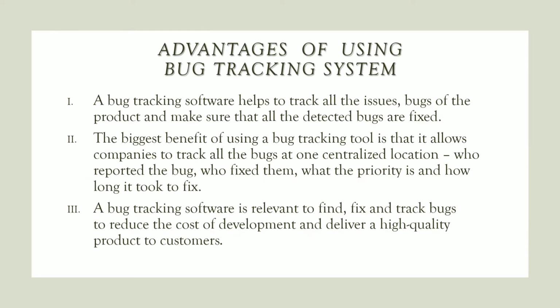In the last slide, we discussed this system in detail. I hope you have understood it. Now further, we are looking at the advantages of this system. The main advantage of this system is that it tracks all the issues and bugs of the product and makes sure that all the detected bugs are fixed. The biggest benefit is that it allows companies to track all the bugs at one centralized location: who reported the bug, who fixed it, what the priority was, and how long it took to fix. It completes all the bugs.